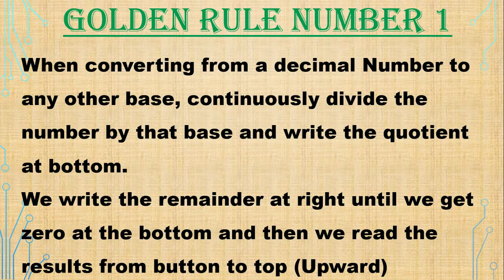Therefore, our golden rule number 1: when converting from a decimal number to any other base, we continuously divide the number by that base and write the quotient at the bottom. We write the remainder at the right until we get 0 at the bottom, and then we read the result from bottom to top.